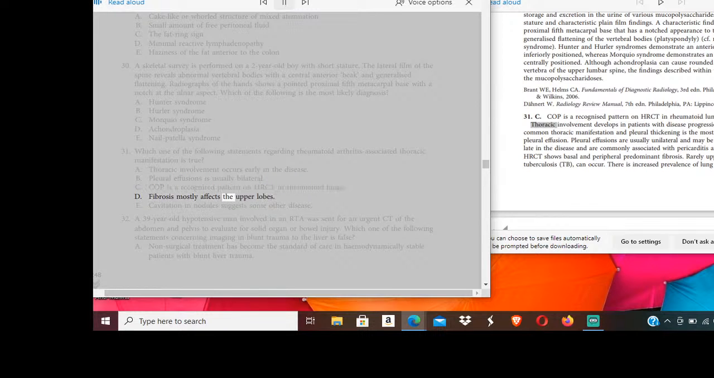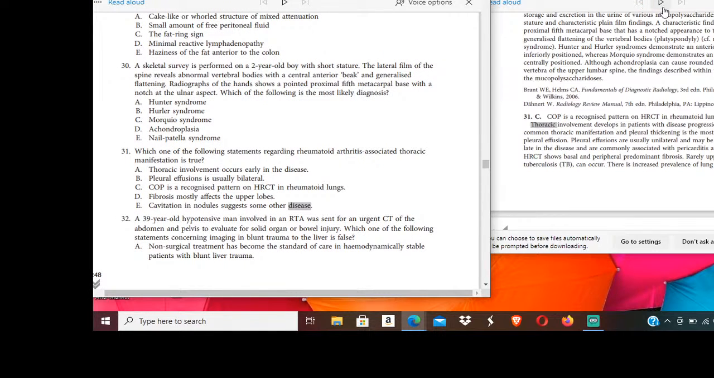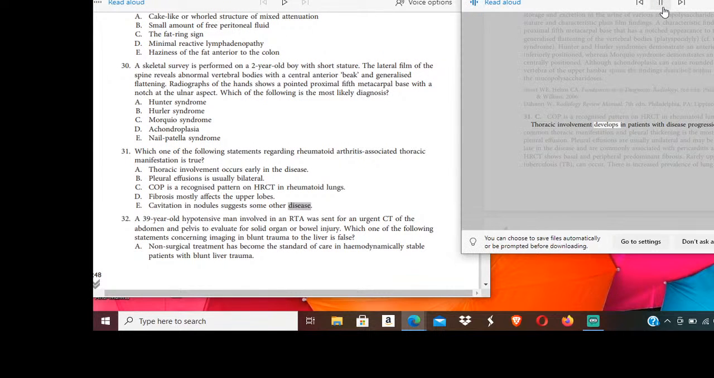D. Fibrosis mostly affects the upper lobes. E. Cavitation in nodules suggests some other disease. Thoracic involvement develops in patients with disease progression. Pleural disease is the most common thoracic manifestation and pleural thickening is the most common finding, more than pleural effusion.